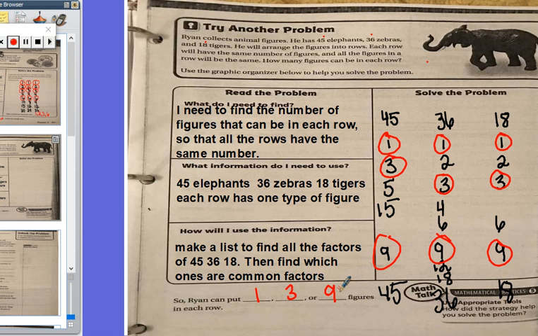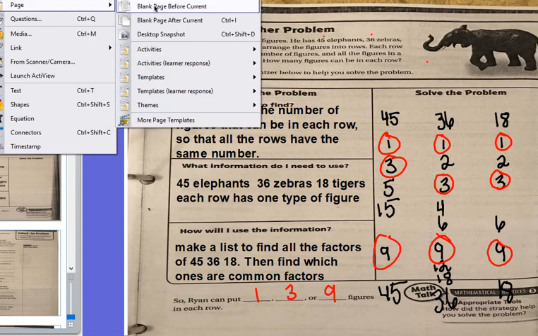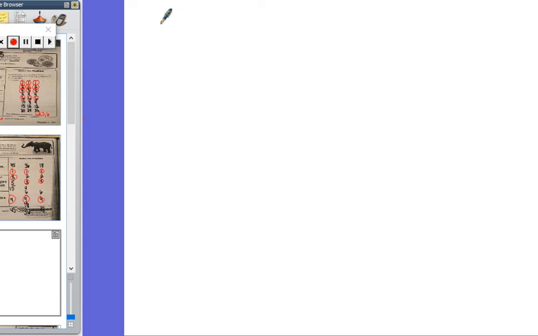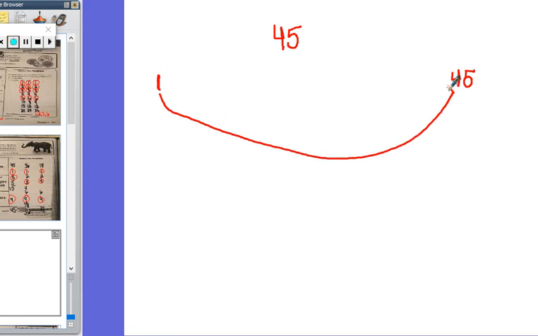Now, if you're thinking it's kind of hard to do it like up and down, I prefer, for me, but I don't know what you guys would like. I'm going to insert another page here. So if I'm trying to find the factors of 45, for example, I'm going to put 1 here, and I'm going to put 45 here, because I know that 1 times 45 is 45.